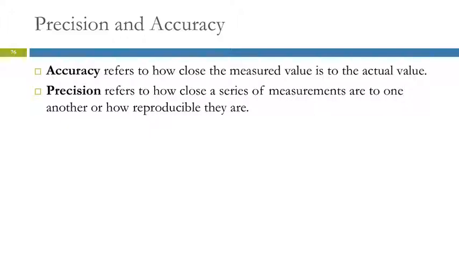We talk about accuracy and precision in chemistry. Accuracy is how close the value is to the true value, how close your measurement is to being the right number. Precision is how consistent you are in making that measurement, so how reproducible your measurements are. Accuracy and precision do not always go together.